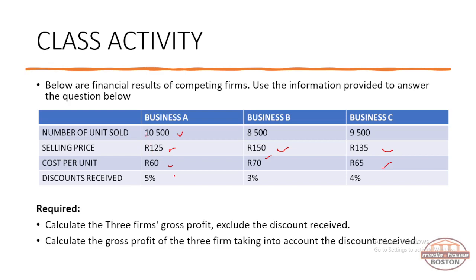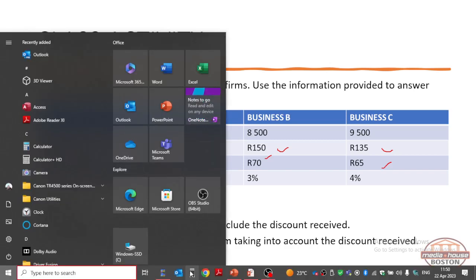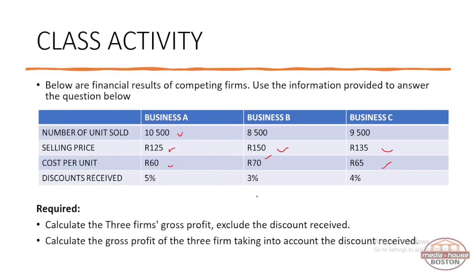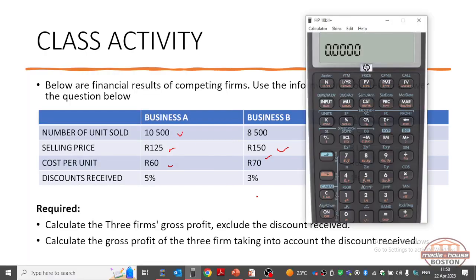And then the second step is to say cost of sales will be the cost per unit of 60 rand multiplied by the number of units sold, which is 10,500. And then for us to get the gross profit, we're going to say our total sales minus our total cost of sales. So for this activity, I'm just going to require my calculator so that we can perform the activity.